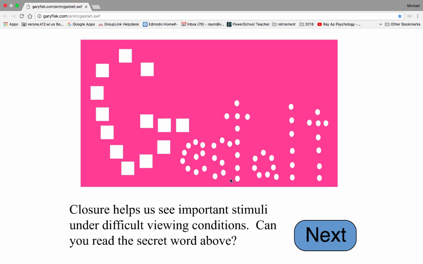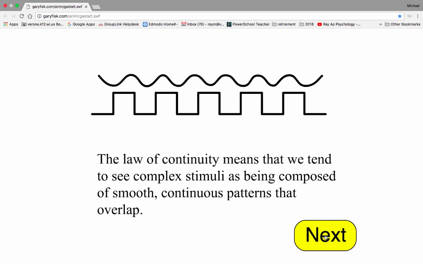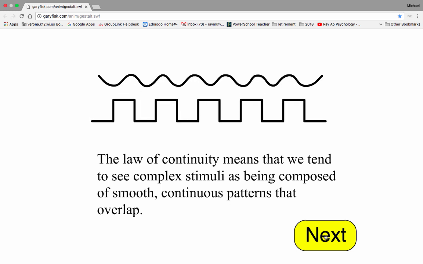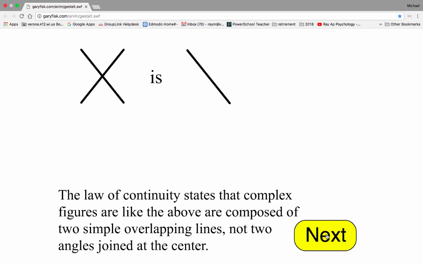So we might see Gestalt here, see the T and the A and the L and the T, even though there are no connected dots here. Closure helps us see things, see words in lights and so forth. And the law of continuity, or good continuation, shows us that we tend to see complex images as smooth continuous patterns. So we probably see this smooth continuous line even though it's intersected, or we probably see the right angle lines here even though they're intersected. So we tend to find continuous patterns.